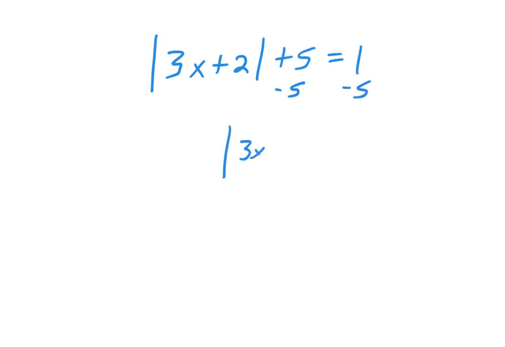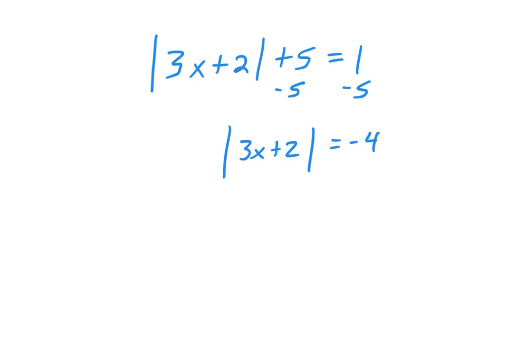This one here is very, very similar. Once again, if we have something on the outside of the absolute value, we got to get rid of that, whatever that is. So in this case, we're going to subtract 5 as our first step. That would give us 3x plus 2 in the absolute value equals -4.